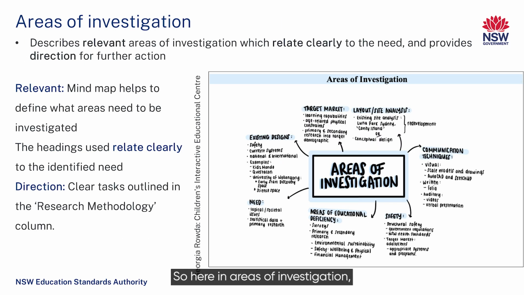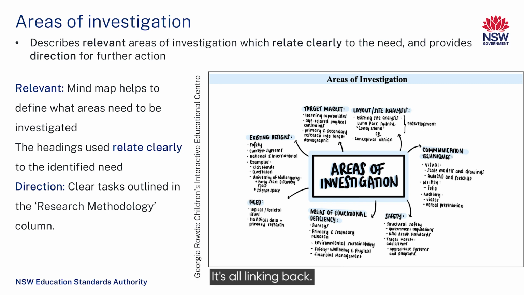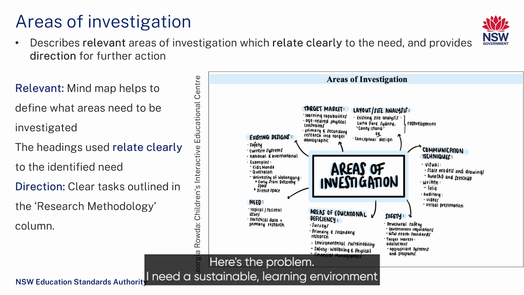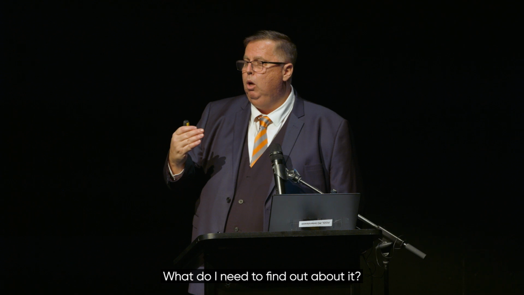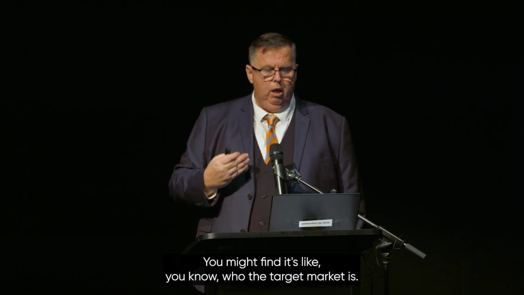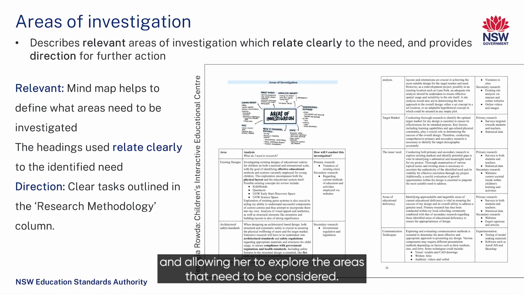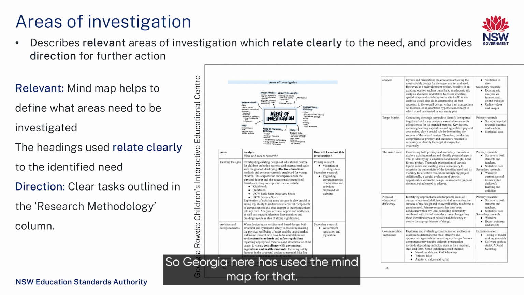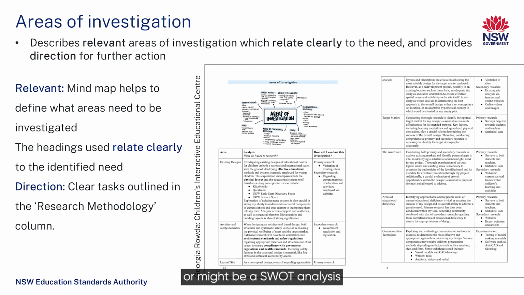Okay. So here with areas of investigation, again, planning. What do I need to do to solve this problem? It's all linking back. Here's the problem. I need a sustainable learning environment where kids can go to learn about sustainability. What do I need to find out about it? You might find it's like, who the target market is. Again, by doing this mind map, it's breaking it down and allowing her to explore the areas that need to be considered. So Georgia here has used the mind map for that. She's looked at the relevant components and then converted that into a PMI table, or it might be a SWOT analysis.